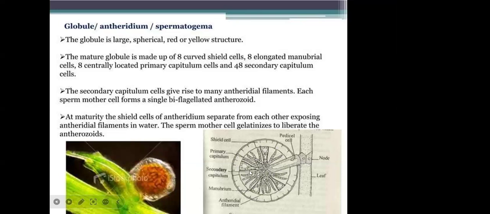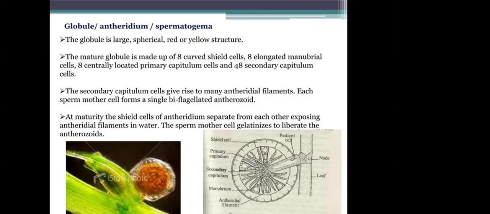In between the manubrium, the capitular cells are there. Primary capitulum: the inner ends of the manubrium cells are united to form 8 isometric cells, called primary capitulum cells. In the middle part you can observe the 8 primary capitulum cells. How many capitular cells are there? The same 8 as the shield cells, 8 primary capitular cells are also present.